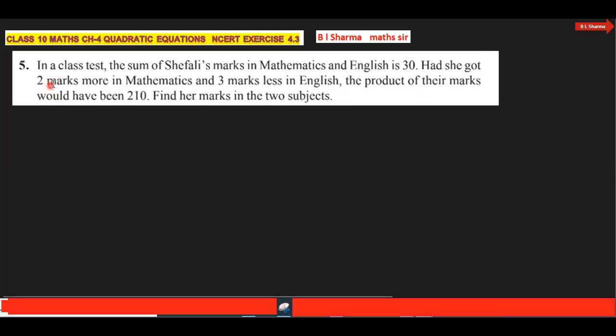Question number 5. In a class test, the sum of Cephali's marks in mathematics and English is 30. तो जो mathematics और English है दोनों का sum, दोनों में total 30 marks आए हैं. Had she got 2 marks more in mathematics and 3 marks less in English, the product of their marks would have been 210. अगर उसके mathematics में 2 marks ज्यादा आते और English में 3 marks कम आते, और उनका जो product तब होता, that would have been 210.